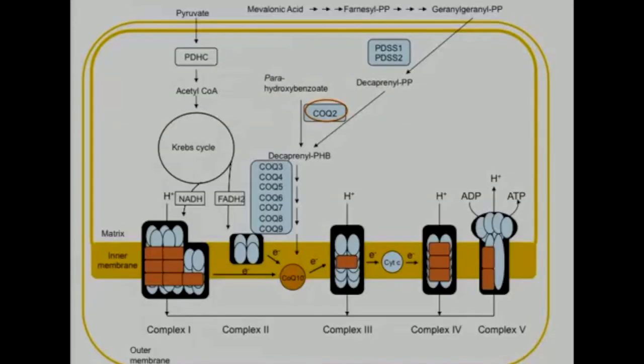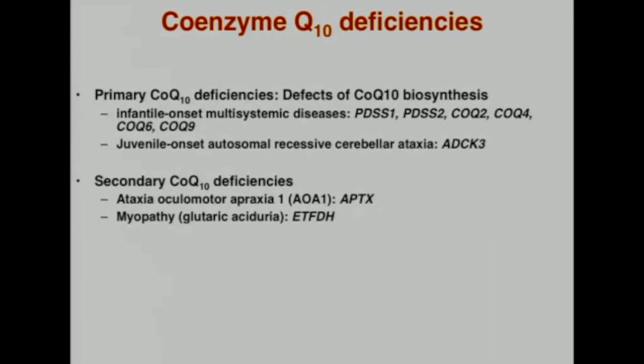We did homozygosity mapping, and we found this homozygous mutation because the parents were consanguineous. We found this homozygous mutation in this gene called CoQ2, which is responsible for condensing the para-hydroxybenzoic head to the decaprenyl tail. And now we know about mutations in 8 different coenzyme Q biosynthetic genes. So these defects cause primary CoQ10 deficiency. They can't make it, so there's a primary defect in coenzyme Q10 biosynthesis.